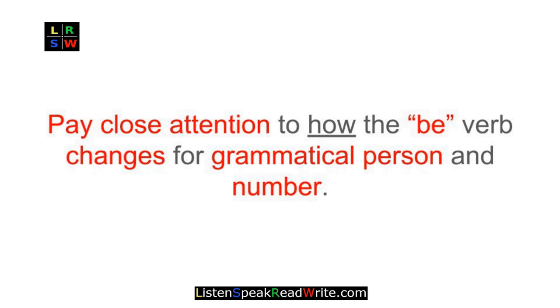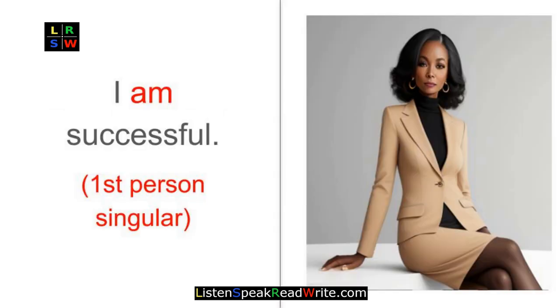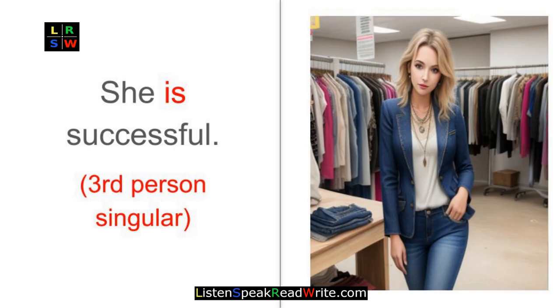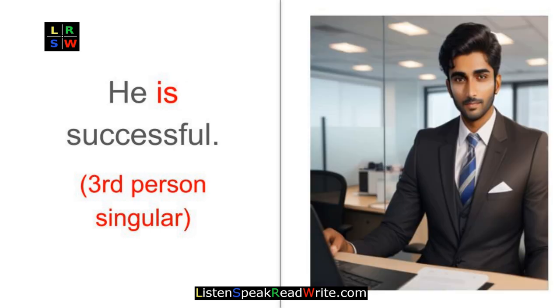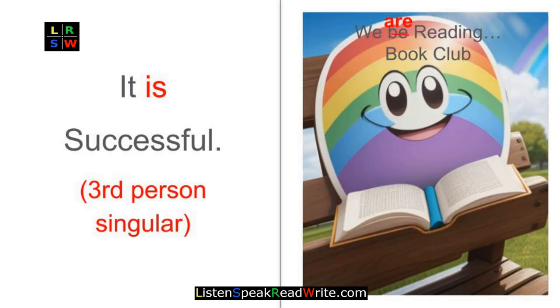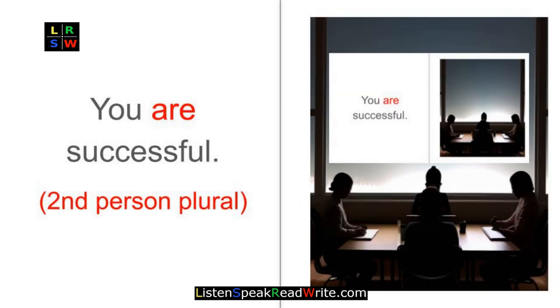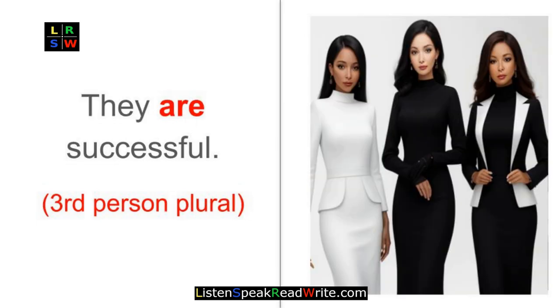Let's continue to connect someone or something to the state of being successful. Pay close attention to how the be verb changes for grammatical person and number. I am successful, first person singular. You are successful, second person singular. She is successful, third person singular. He is successful, third person singular. It is successful, third person singular. We are successful, first person plural. You are successful, second person plural. They are successful, third person plural.